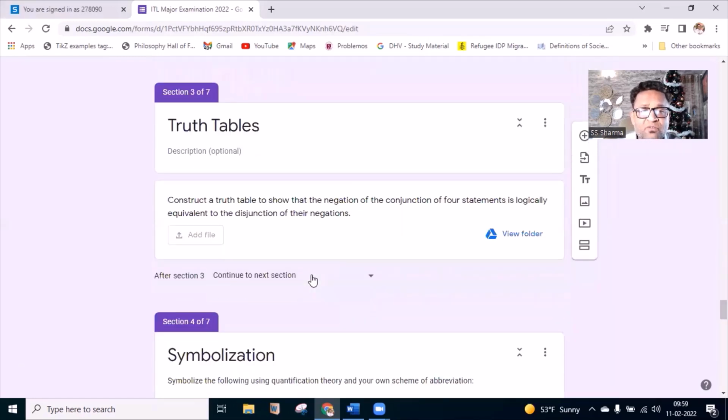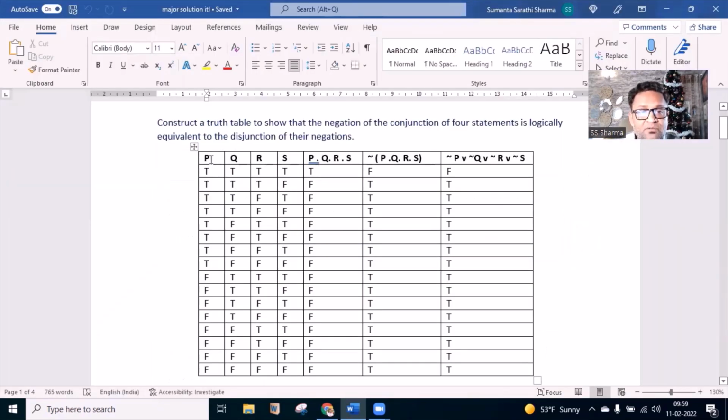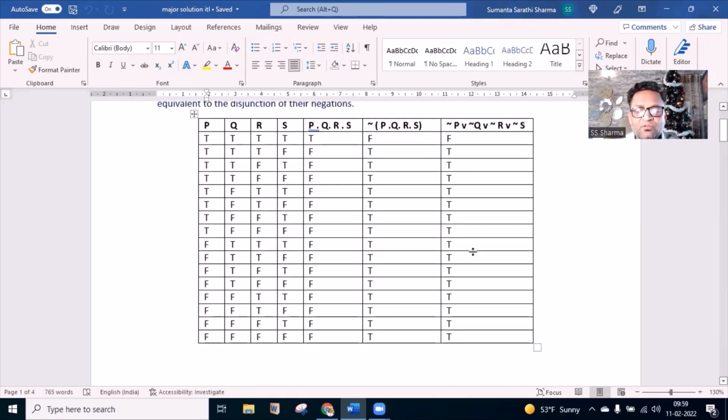Okay, now the next question was to construct a truth table to show that the negation of a conjunction of four statements is logically equivalent to the disjunction of their negations. So if you see P, Q, R, and S, there will be a 16 row table, and we have to just put the values. And if you see, the value of P, Q, R, S will be true, and the rest of them will be false. So the negation of all this will be false, and the rest of them will be true. And if you compute the value of negation P, wedge negation Q, wedge negation R, wedge negation S, it will also come out exactly the same way. So you can very well understand that these two were equivalent expressions, and the truth table of these will come out to be like this.